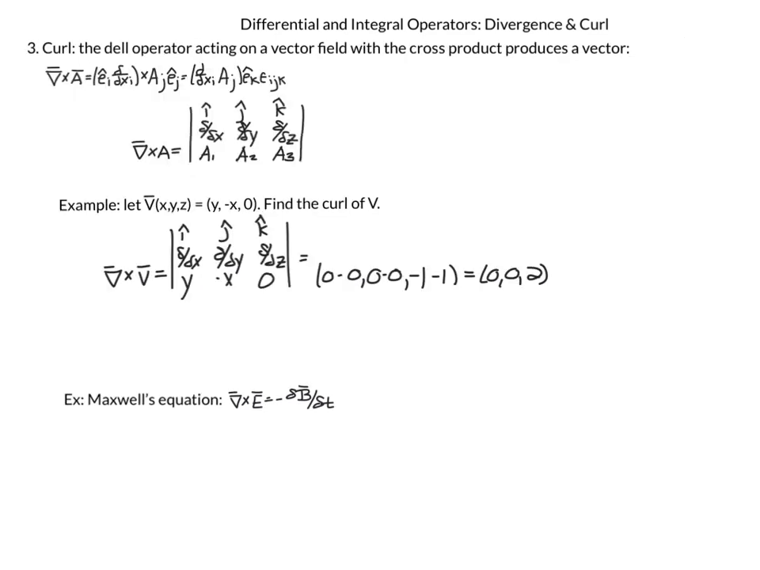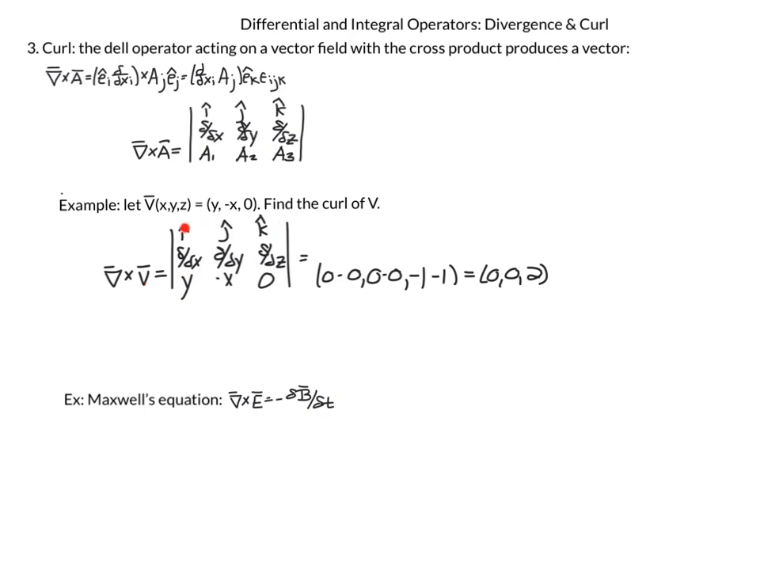We start with the definition of curl, and that is the del operator acting on a vector field with the cross product. So here is the notational definition, and here's the picture that I like to do, the del cross A, and then I have the determinant representing the cross product. So for a quick example, let's let our vector field v of x, y, z equal y, negative x, 0. We want to find the curl of v, so that's del cross v.